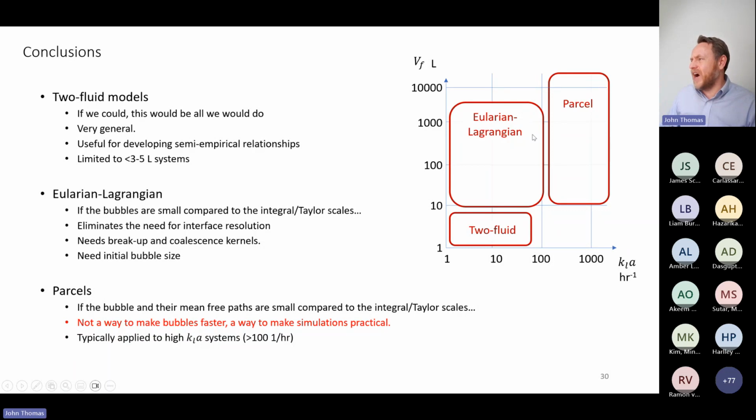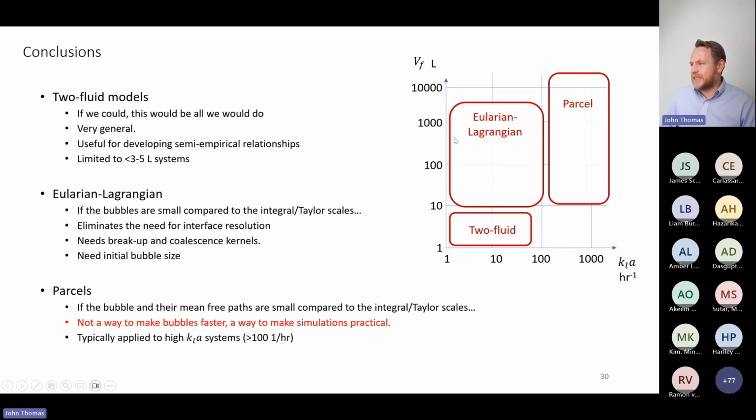Likewise, a KLA of 100 in a 10,000 liter vessel, that's a lot of bubbles too. This right side of the perimeter is kind of all over my memory. It's not that the physics break down. It's just that it's going to be hard to model all those bubbles explicitly. Same logic here. This right side of the two fluid perimeter can span the whole space. It just gets hard to model a vessel that big using two fluid, or a KLA that large.